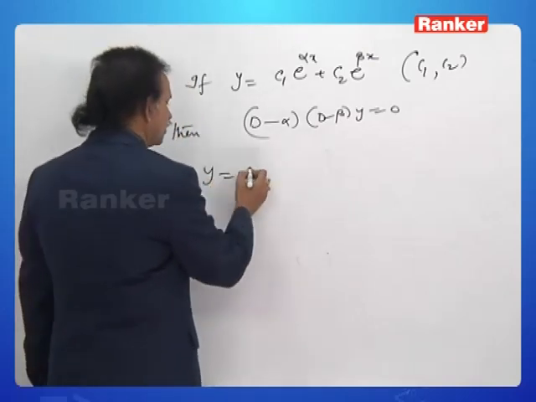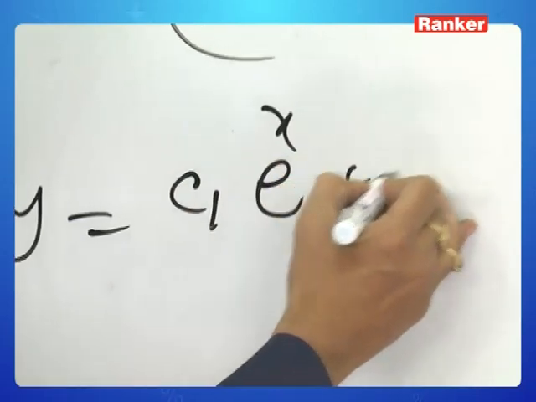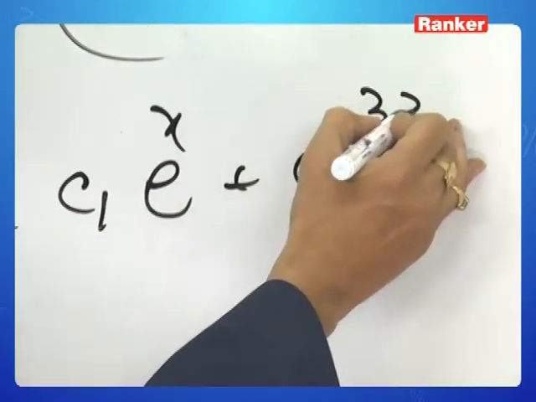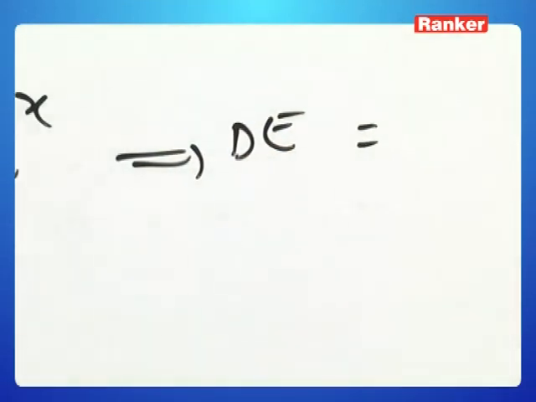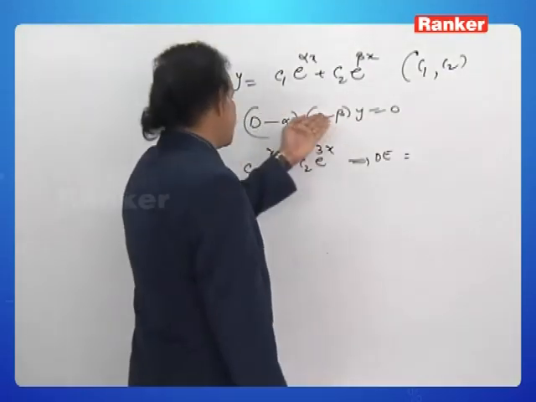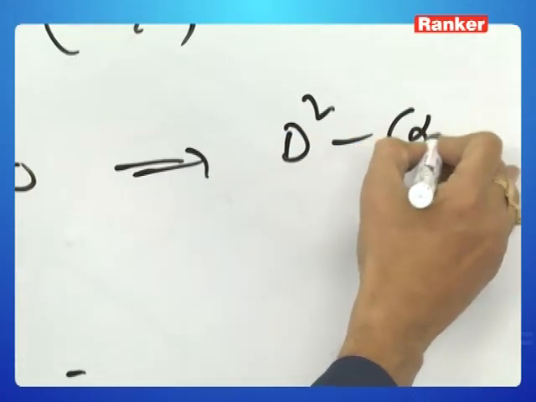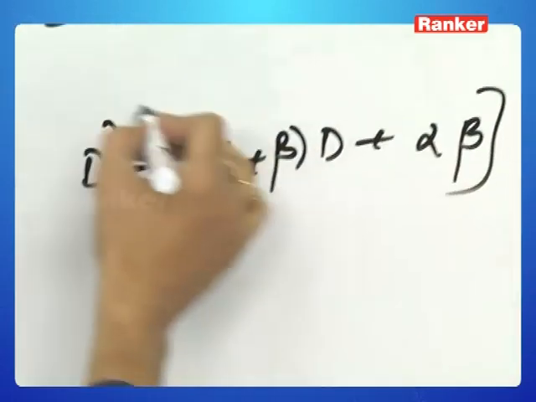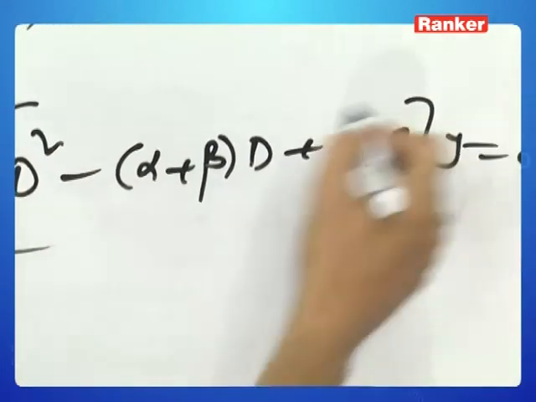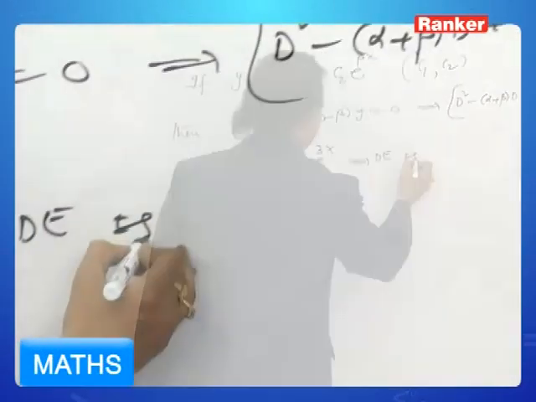Y is equal to C1 into e power x plus C2 into e power 3x. What is the DE? Come on, you must be able to have the answer. You see, in order to simplify this, it can be done like this. D square minus of alpha plus beta into D plus alpha beta of y is equal to 0. This also you can write. Come on, tell me. What is the differential equation?